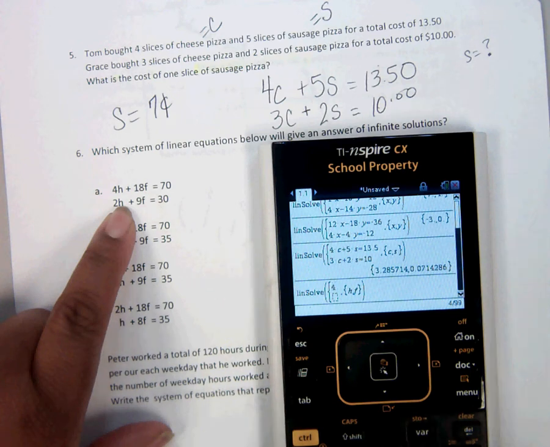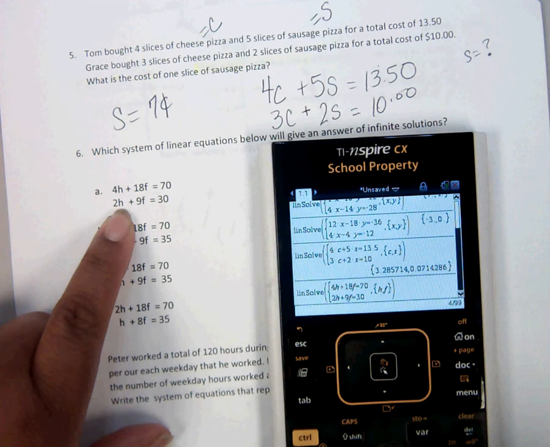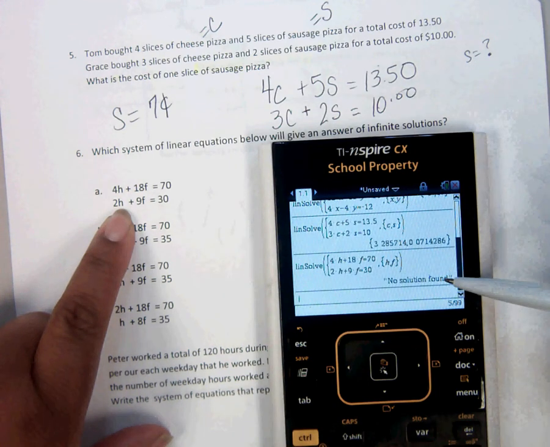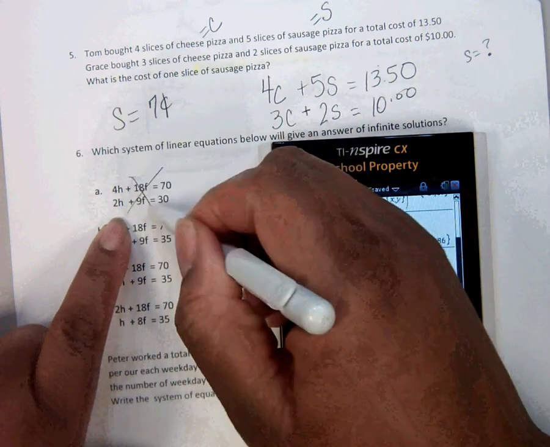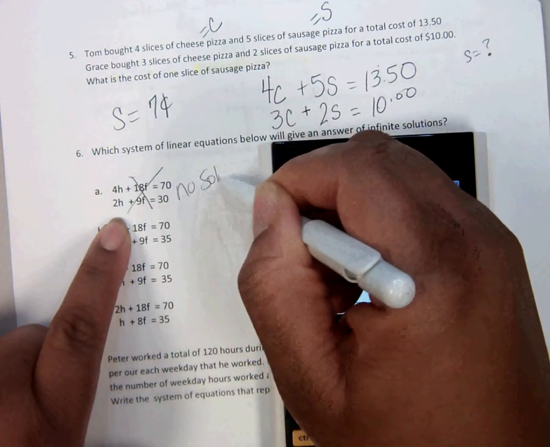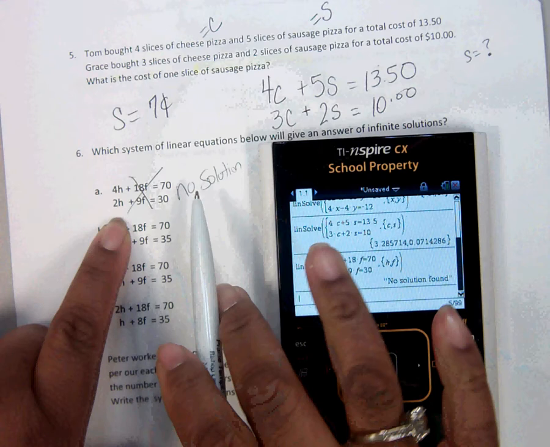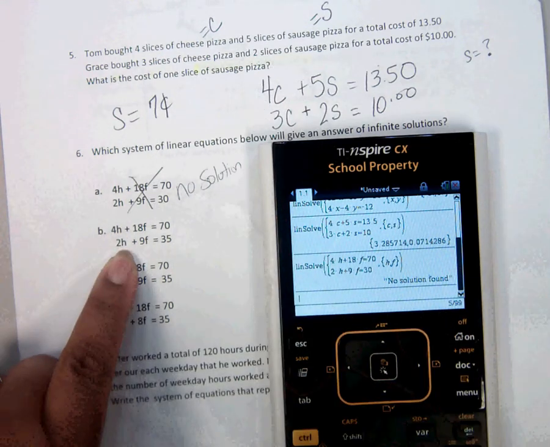Okay, so 4H plus 18F equals 70. And 2H plus 9F equals 30. And we press enter. This says no solution. So that can't be the answer. Let's try B.